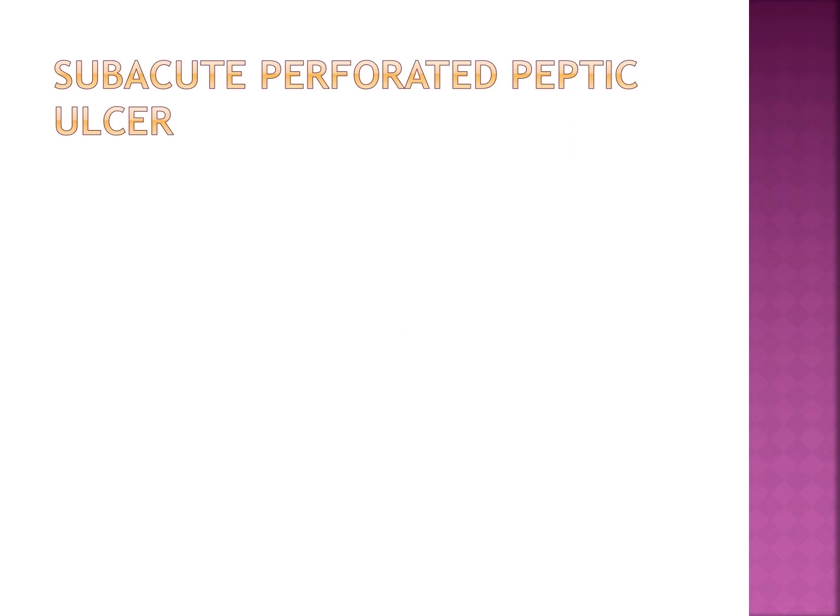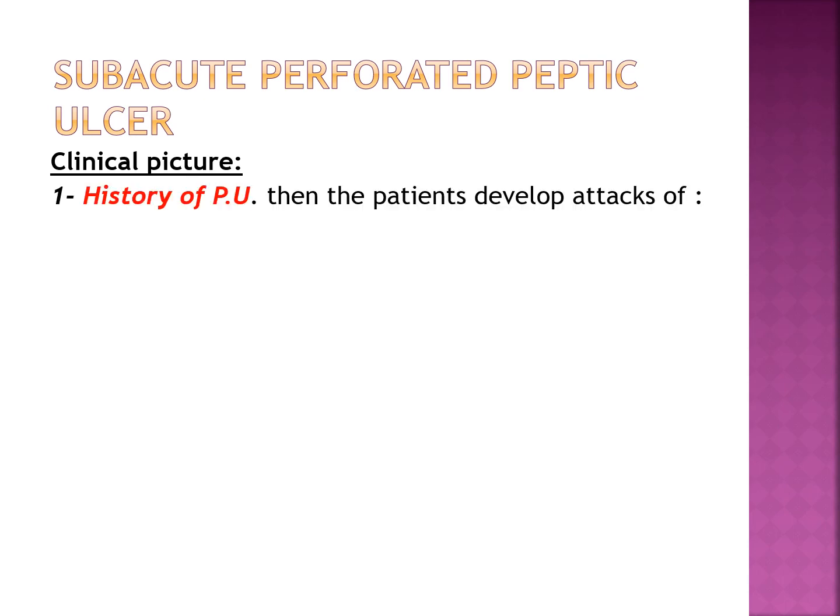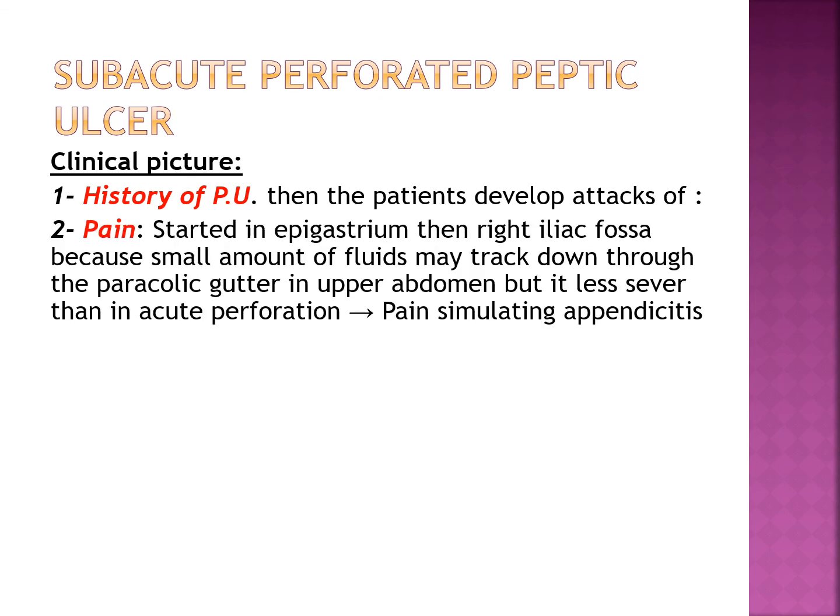How is the patient going to present with subacute perforated peptic ulcer? There is usually history of peptic ulcer disease. Then the patient develops attacks of pain. The pain usually starts in the epigastrium, then becomes in the right iliac fossa due to the trickling in the paracolic gutter, as we have mentioned before, and this can be differentiated from acute appendicitis or pain following complicated appendicitis, because in appendicitis the pain starts around the umbilicus, then becomes in the right iliac fossa.